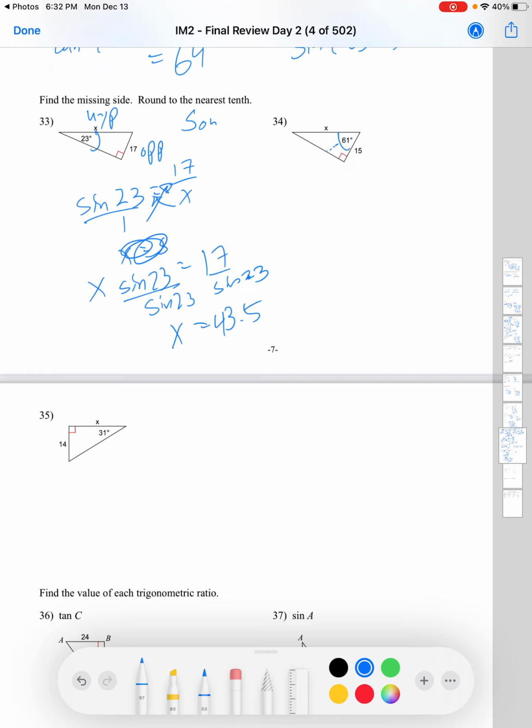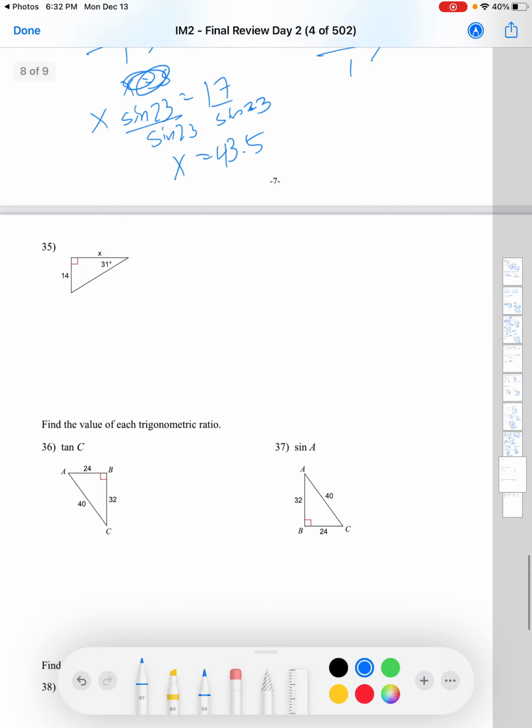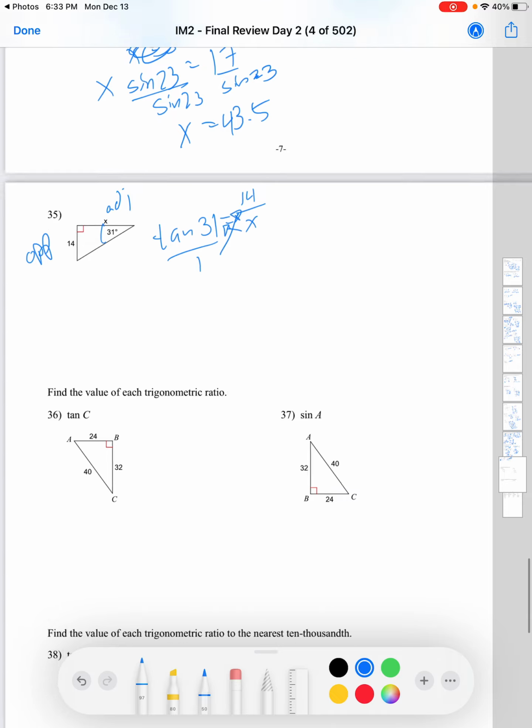Here's our eyeball, opposite, hypotenuse, adjacent, and cosine of 61 equals 15 over x. Put it over 1, same process, cross multiply and solve. Here's our eyeball, opposite, adjacent. So we're going to use tangent since it's opposite and adjacent. Tan 31 equals opposite over adjacent. Put this over 1, same thing, cross multiply and solve it.